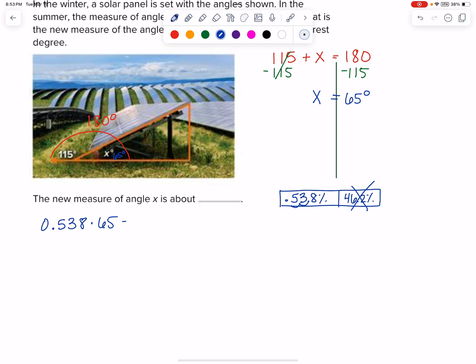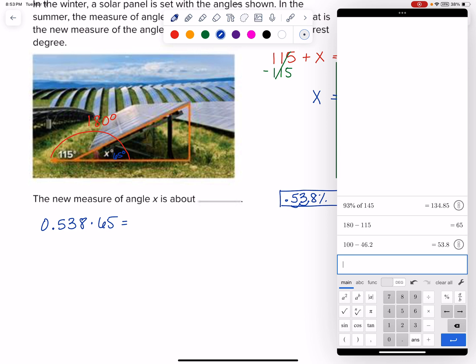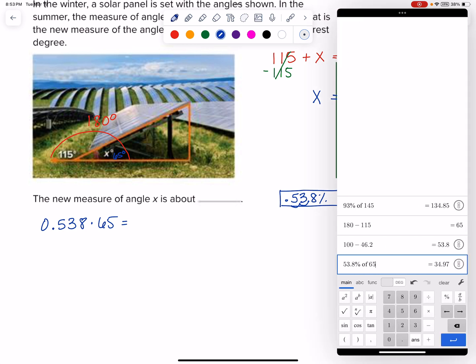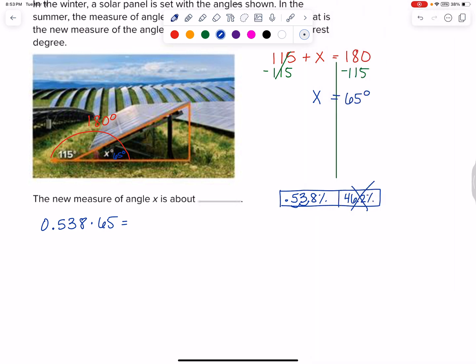Okay, and that would tell you your answer. You also could go to Desmos and just say, hey, I want to know what 53.8% of 65 is, and you plug it in, and it tells you that it is $34.97.